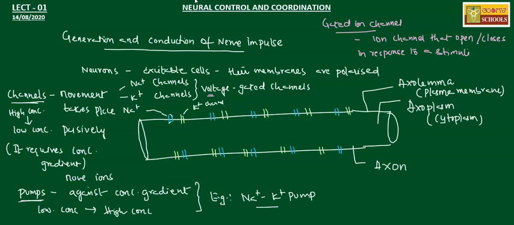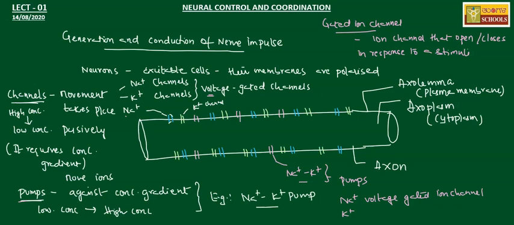So you may find gates that I will show you later in detail. Then we also have a third type of channels, which are called sodium potassium pumps. So on the axolemma we have sodium potassium pumps. We have sodium voltage gated ion channels present, and another one is potassium voltage gated ion channels.